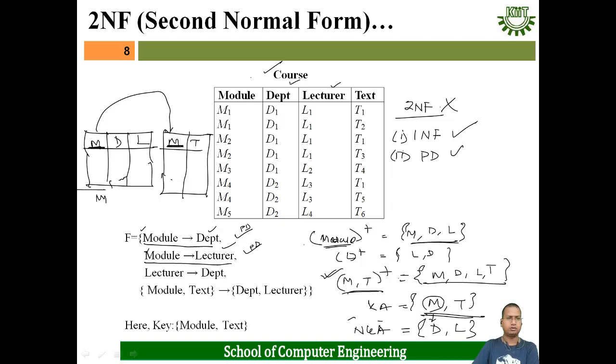In this case, just see, module determining department. Yes, module determining department is preserved here. Then module determining lecturer. Yes, module determining lecturer is present here. Lecturer determining department. Yes, lecturer determining department is also present here. Module and text functionally determining department and lecturer, this is also preserved. Okay, that we have to check. But in this way we can divide a non-2NF relation into 2NF relation.